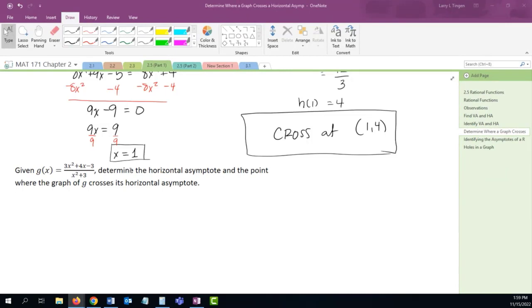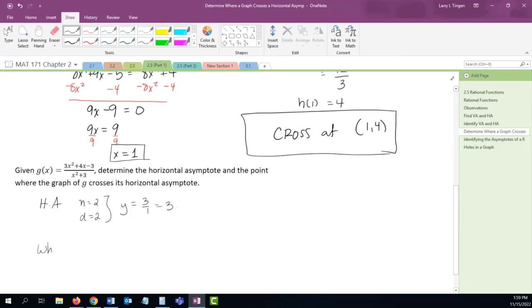All right, so we've got to find when it crosses the horizontal asymptote. Let's find the horizontal asymptote. Numerator has degree 2, denominator has degree 2, which means I'm looking at a horizontal asymptote of 3 over 1, which is 3.